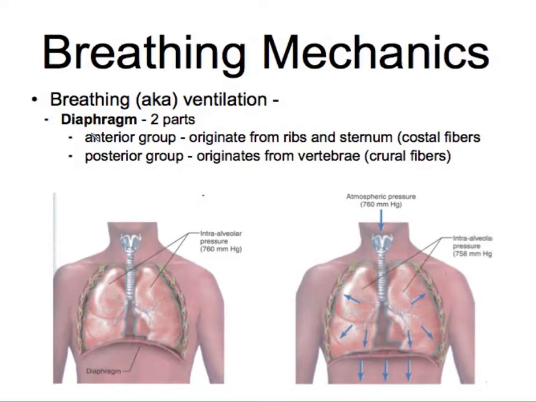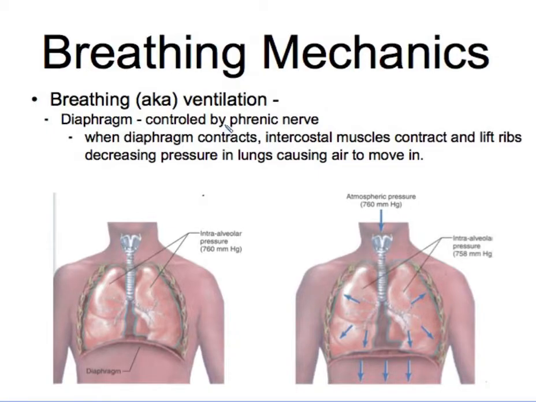Okay, the key component to you breathing is your diaphragm. You have 2 sets of muscles, or 2 groups, with your diaphragm. Your anterior group originates from the ribs and sternum, and your posterior group originates from the vertebrae. These are the muscles that control your breathing. And your diaphragm is controlled by the phrenic nerve. We'll talk about the nervous system at the end of the year. But the phrenic nerve controls your diaphragm, controls your breathing.